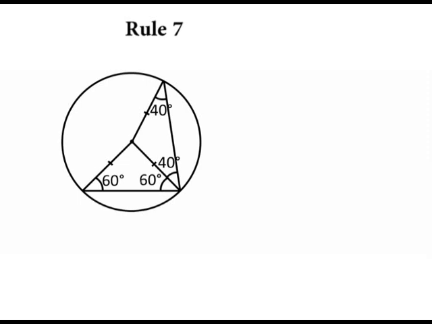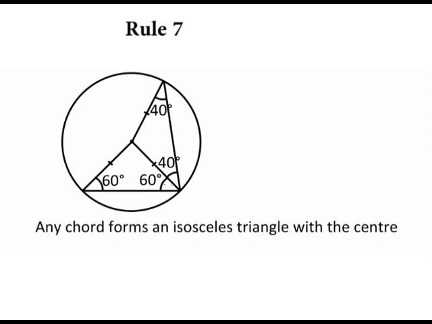So the rule is, any chord that forms an isosceles triangle with the center must have equal base angles. In shorthand, you can write angles in an isosceles triangle, or you could just say base angles of an isosceles triangle.